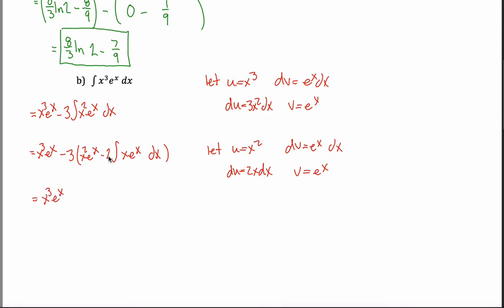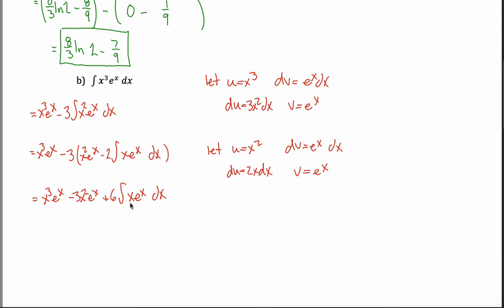This negative 3 hits this term and this term, so it's negative 3x squared e to the x plus 6 times this integral x e to the x dx. You don't have to do that, but now I don't have to keep track of these parentheses when I have multiple iterations of this going through. One more iteration of integration by parts.